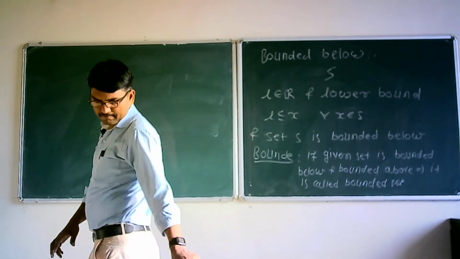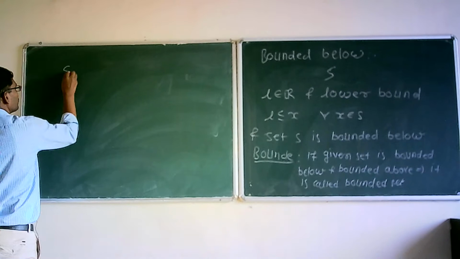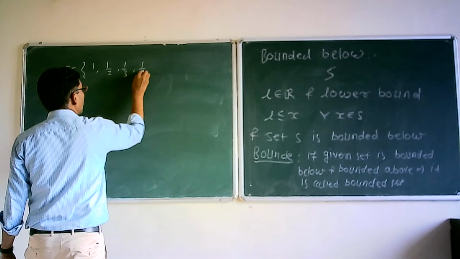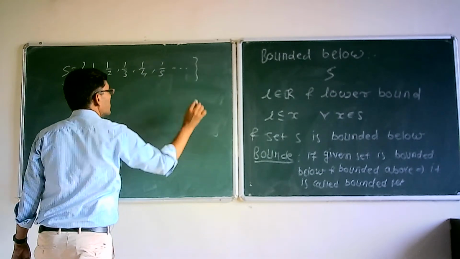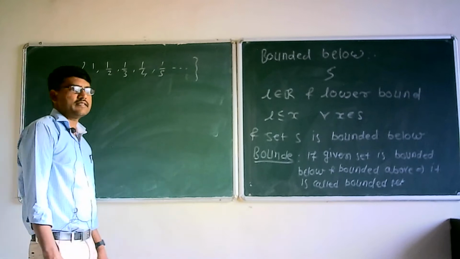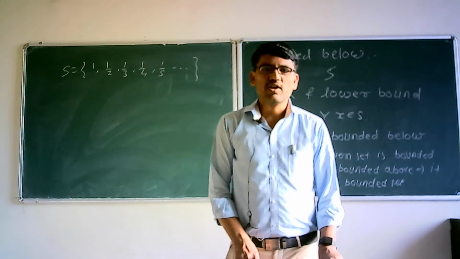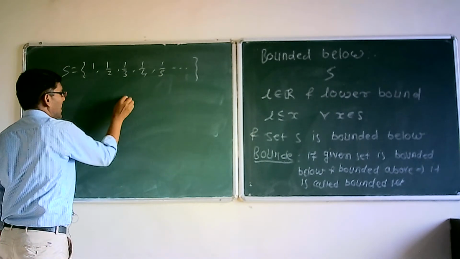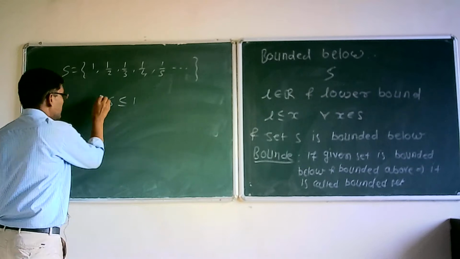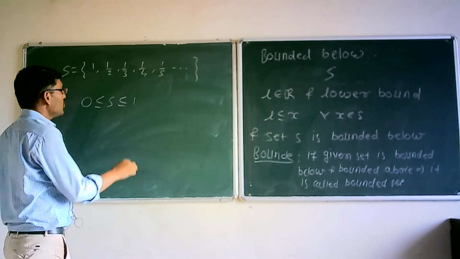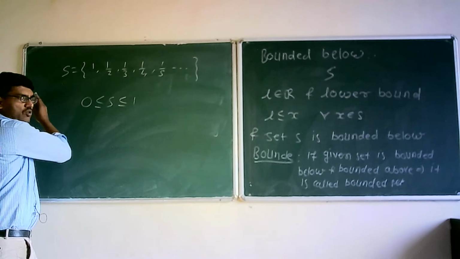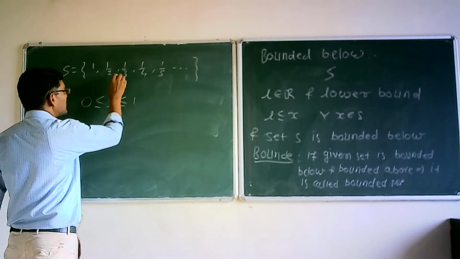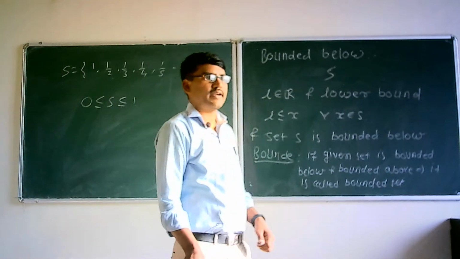Take one more example. S is equal to {1, 1/2, 1/3, 1/4, 1/5, and so on}. Suppose you take this infinite set and want to check whether S is bounded or not. All these numbers are less than or equal to 1, and all are greater than or equal to 0. So 0, -1 are lower bounds, and 1, 2, 3, 4 are upper bounds. So this set has an upper bound and a lower bound. Therefore, this is a bounded set.